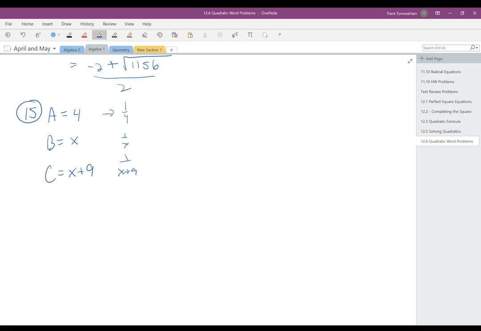So A can do 1/4 of the tank per hour. B can do 1 over x of the tank per hour. And then C is going to empty it at 1 over x plus 9. And so the amount that actually is being added per hour would be 1/4 plus 1 over x minus the 1 over x plus 9. This is water going out, water going in, water going in. This is the amount that is getting filled per hour.